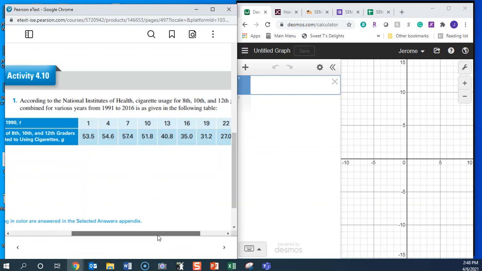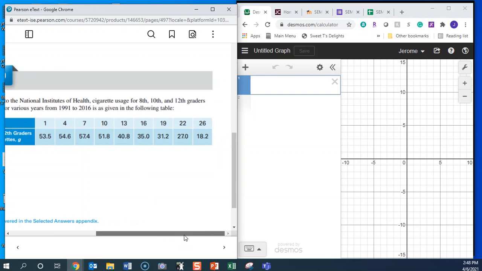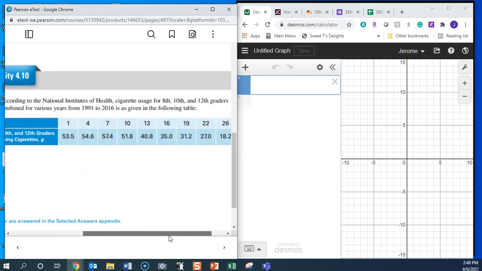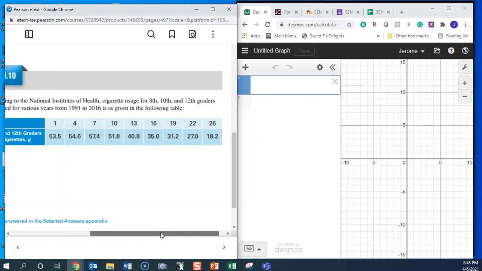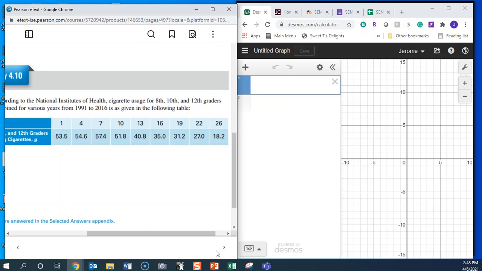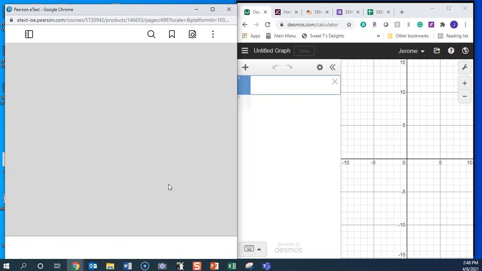Okay, at 273 at the bottom of the page, we have this table and we have this statement here. It says, according to the National Institutes of Health, cigarette usage for 8th, 10th, and 12th graders combined for various years from 1991 to 2016 is as given in the following table. All right, so we need to go to the next page.